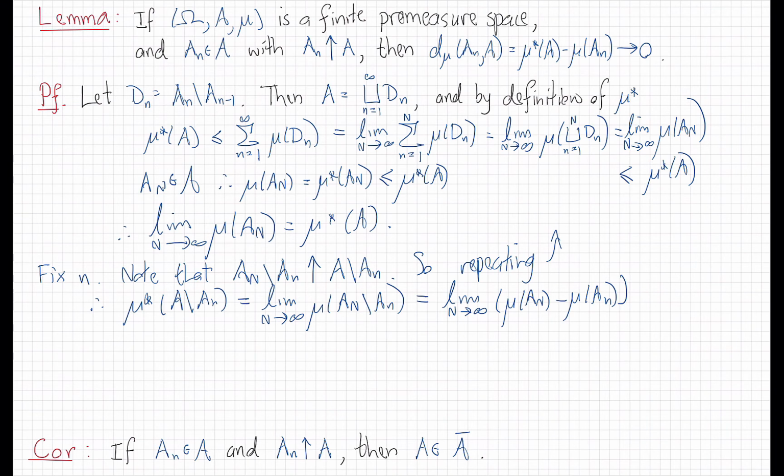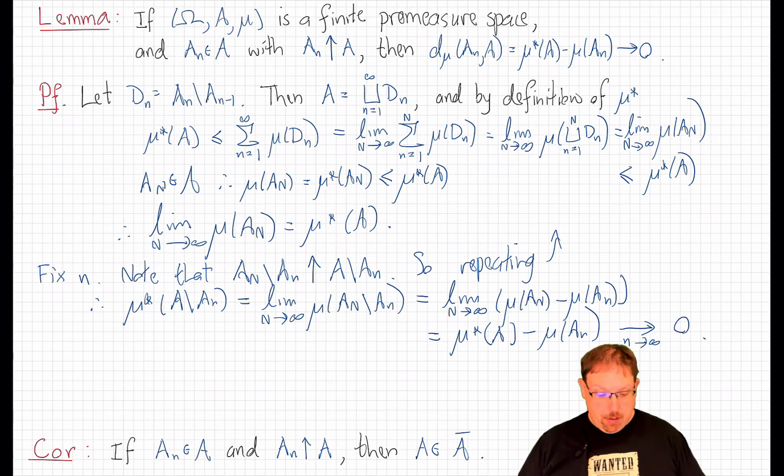Now we apply this fact again to this limit to get that this is equal to mu star of A minus mu of A_n. And finally, applying this one more time shows that the limit as n goes to infinity is 0. And that's just what we wanted to prove.